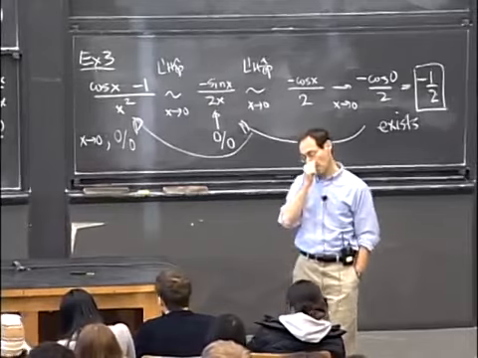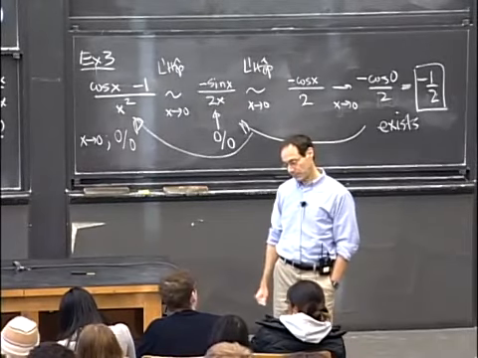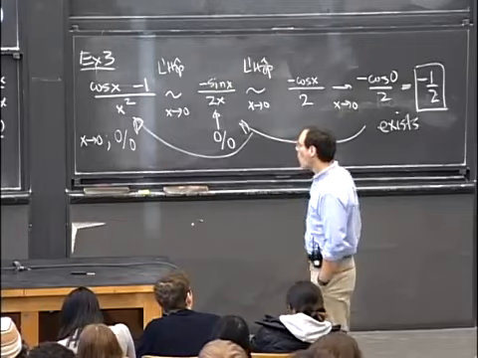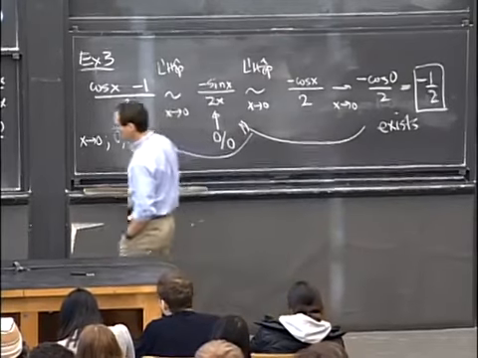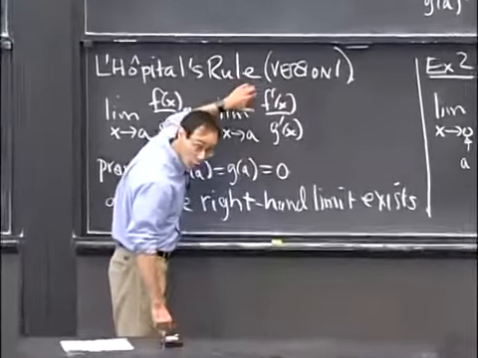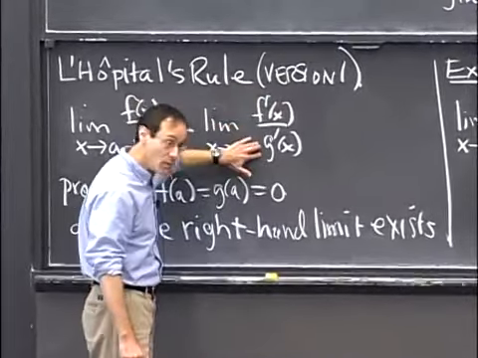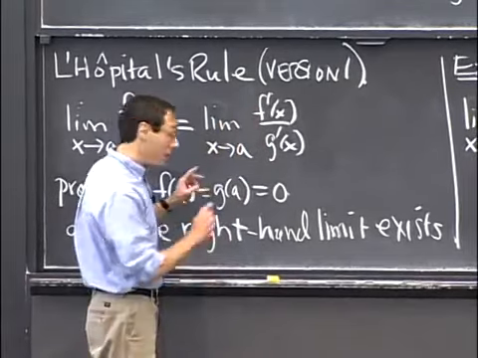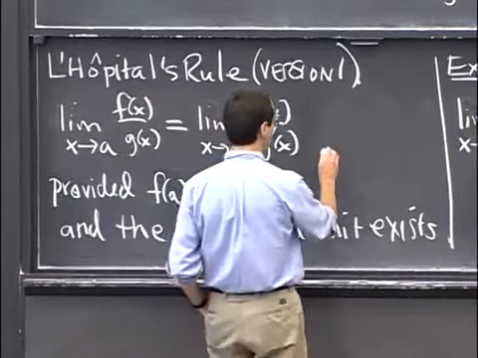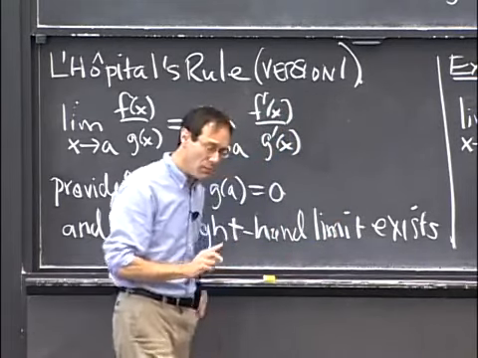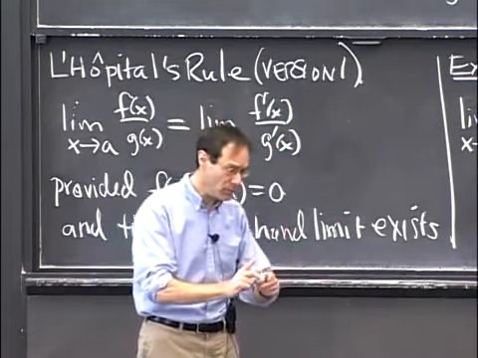Question. Why does the right-hand limit have to exist? Isn't it just the derivative that has to exist? No. The derivative of the numerator has to exist, the derivative of the denominator has to exist, and this limit has to exist. What doesn't have to exist, by the way, I've never said that f prime of a has to exist. In fact, it's much, much more subtle.